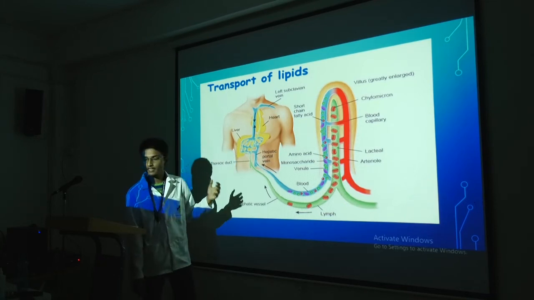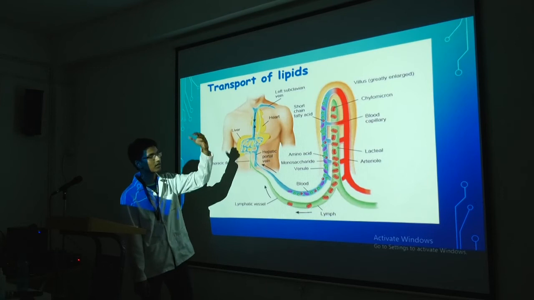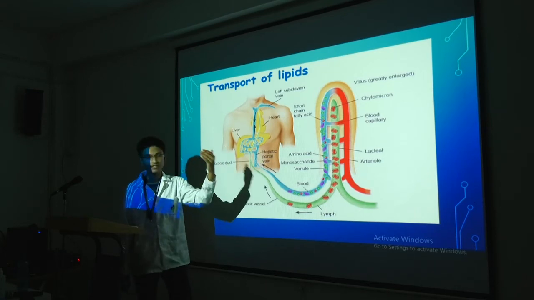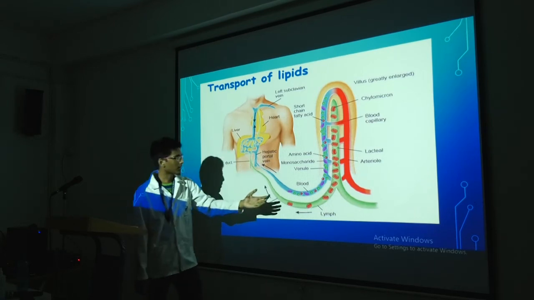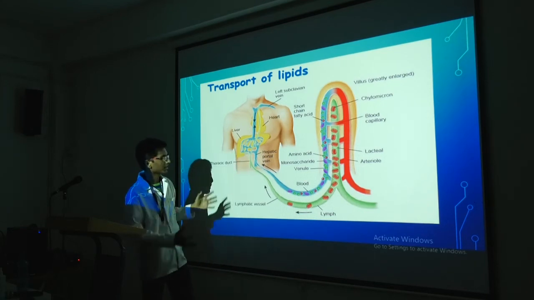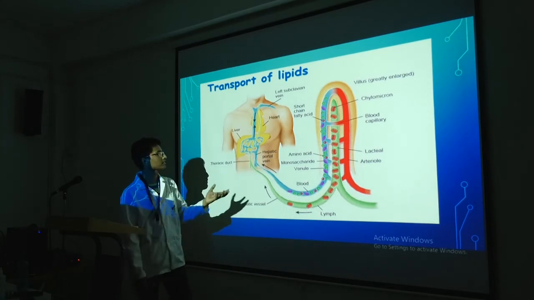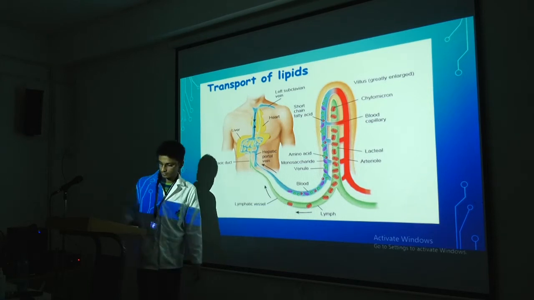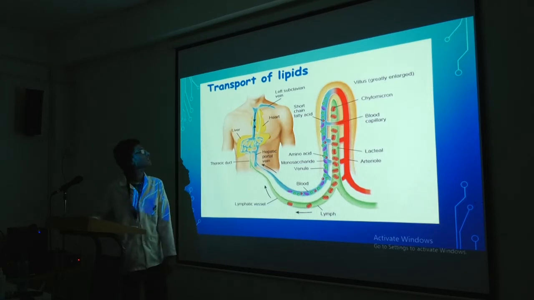So first digestion, then absorption. After absorption, this comes to the blood, then lymphatics, then this comes to the hepatic portal vein, and now this comes to the corresponding organs and so on. So this is all about the transport of lipids.